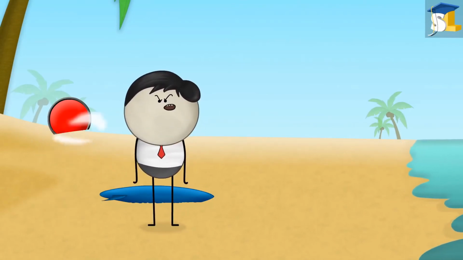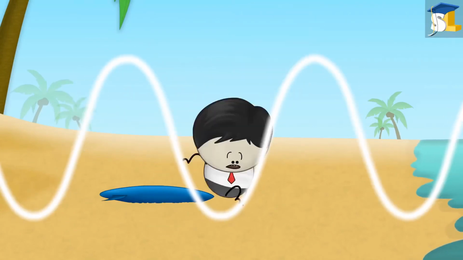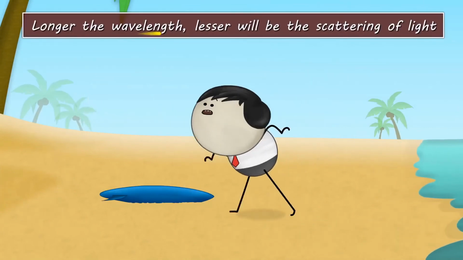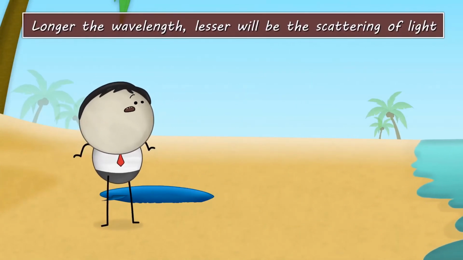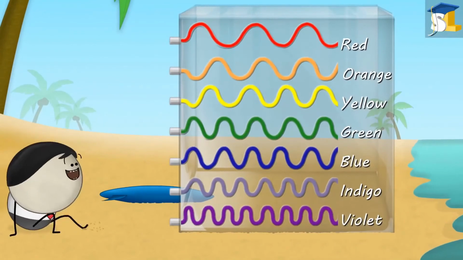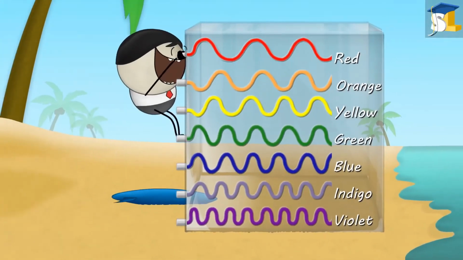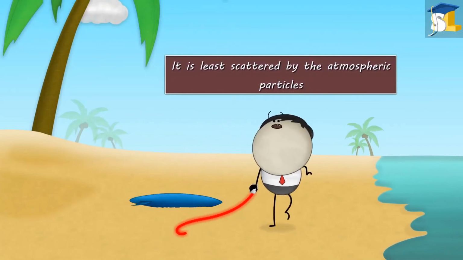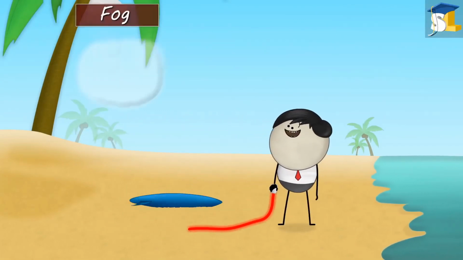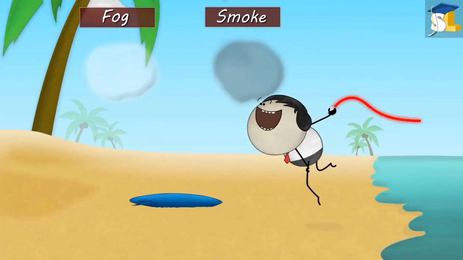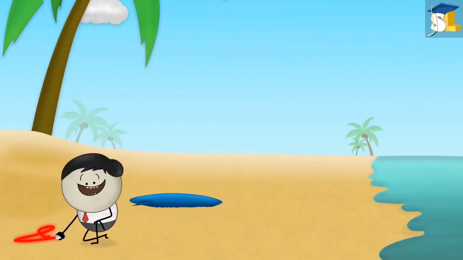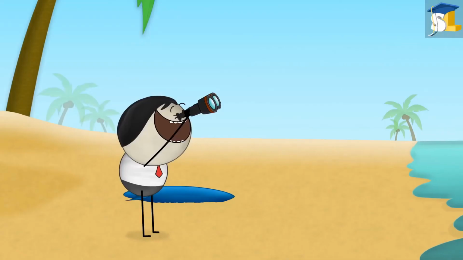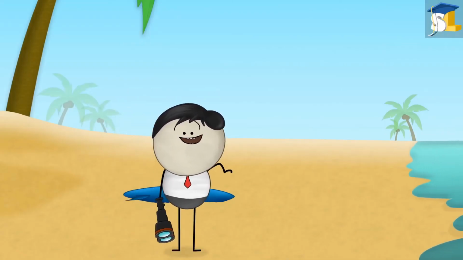No. In the wave theory of light, the distance between successive crests or troughs is called wavelength. The longer the wavelength, the lesser the scattering of light. Now, among the colors of visible light, red has the longest wavelength. Hence, it is least scattered by the atmospheric particles. As a result, whether it is fog or smoke, red light passes comparatively easily through them. Thus, it can be seen from maximum distance, making red color the right choice to convey any danger.